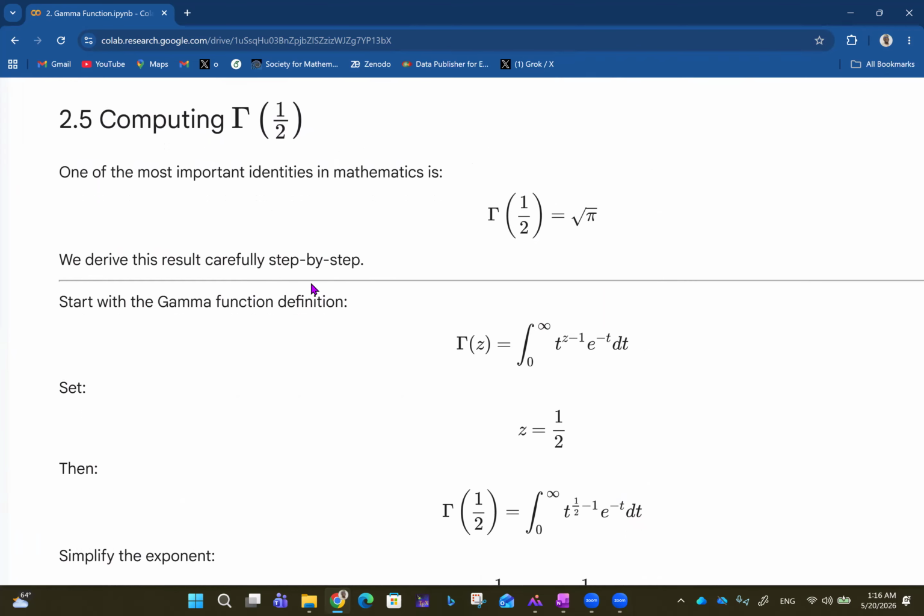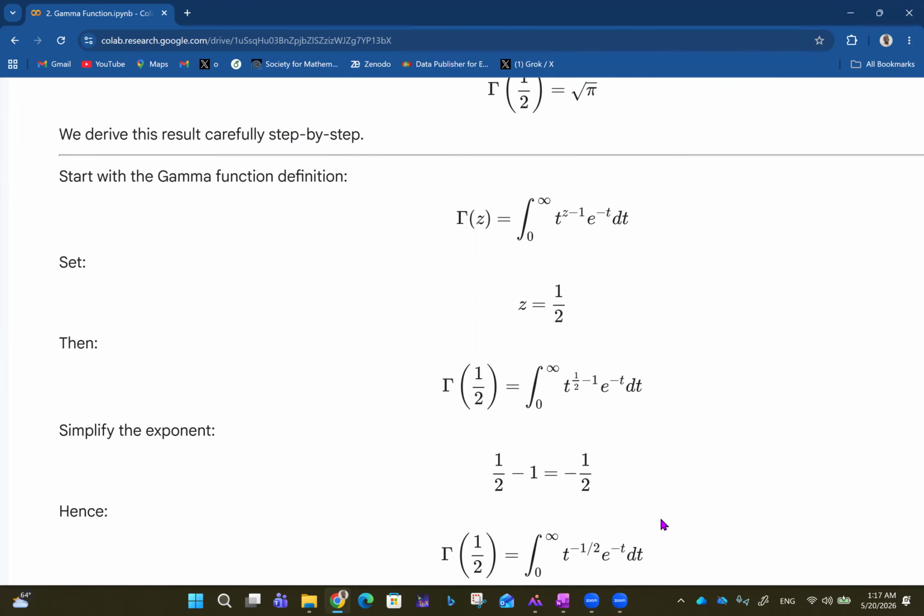So we derive this result carefully, step by step. Start with the gamma function definition: gamma of z is equal to the integral from 0 to infinity of t raised to the power z minus 1 times e raised to the power minus t dt. If you now set z to be half, because you're looking for gamma of half, then gamma half will be the integral from 0 to infinity of t raised to the power half minus 1, e raised to the power minus t dt.